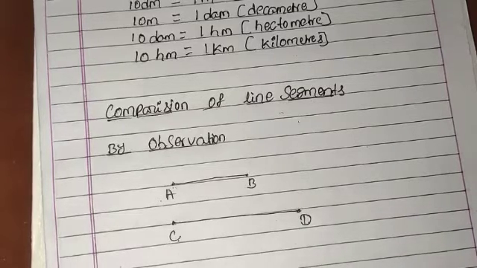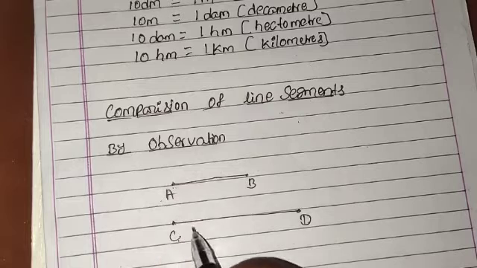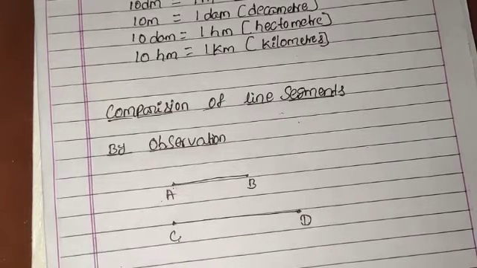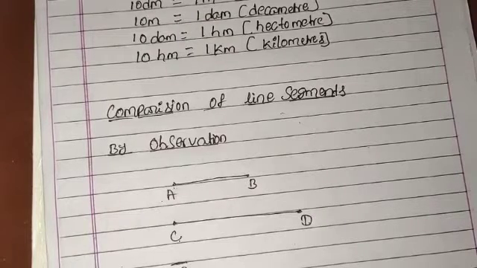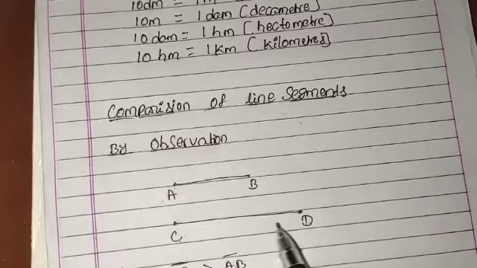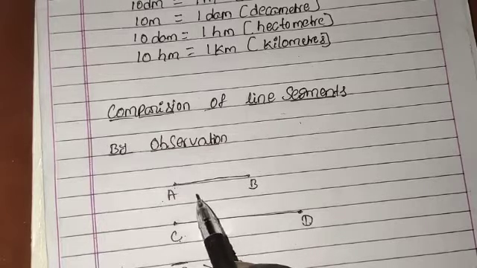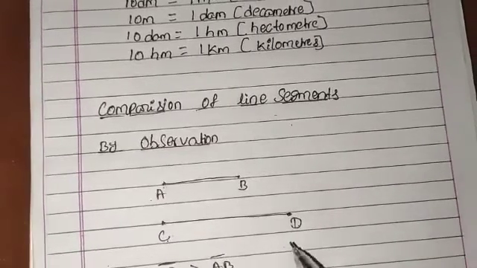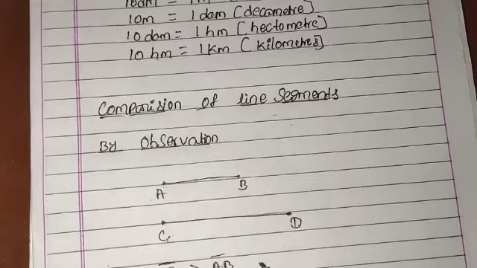By observing these two line segments, we find that the line segment CD is greater than line segment AB. Yes, we can easily find it by observation.